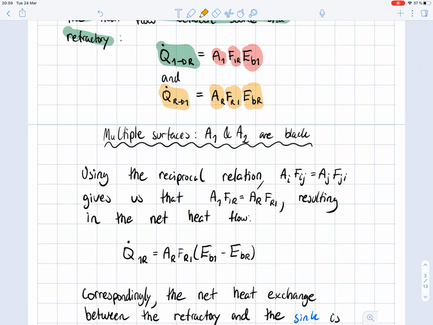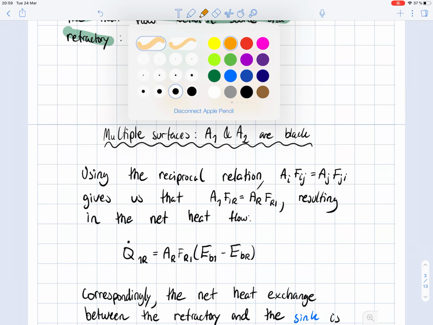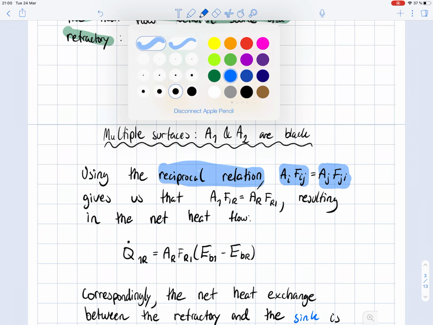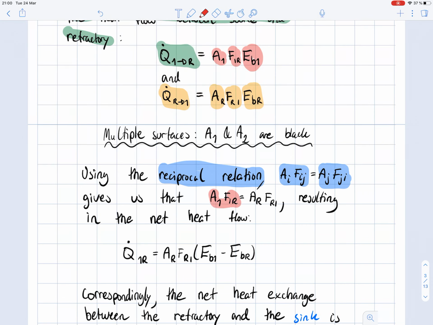So the next step is that we utilize the reciprocal relation that we introduced in the last lecture, stating that Ai Fij equals Aj Fji. That allows us to write A1 F1R, we had here, as AR FR1 that we had here.